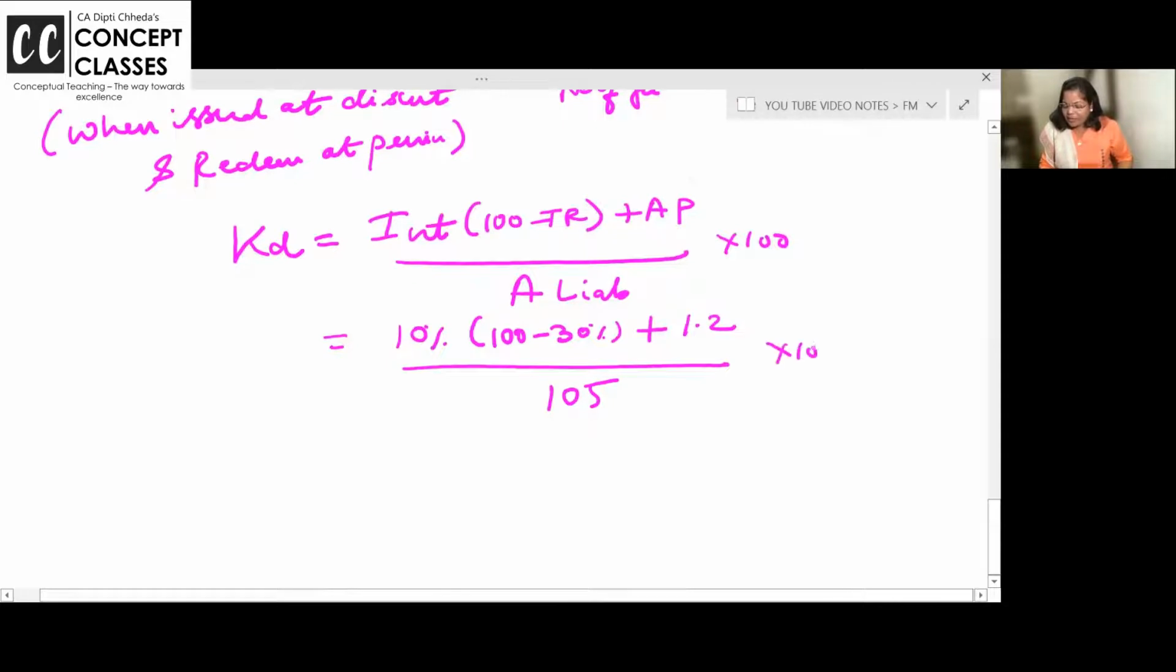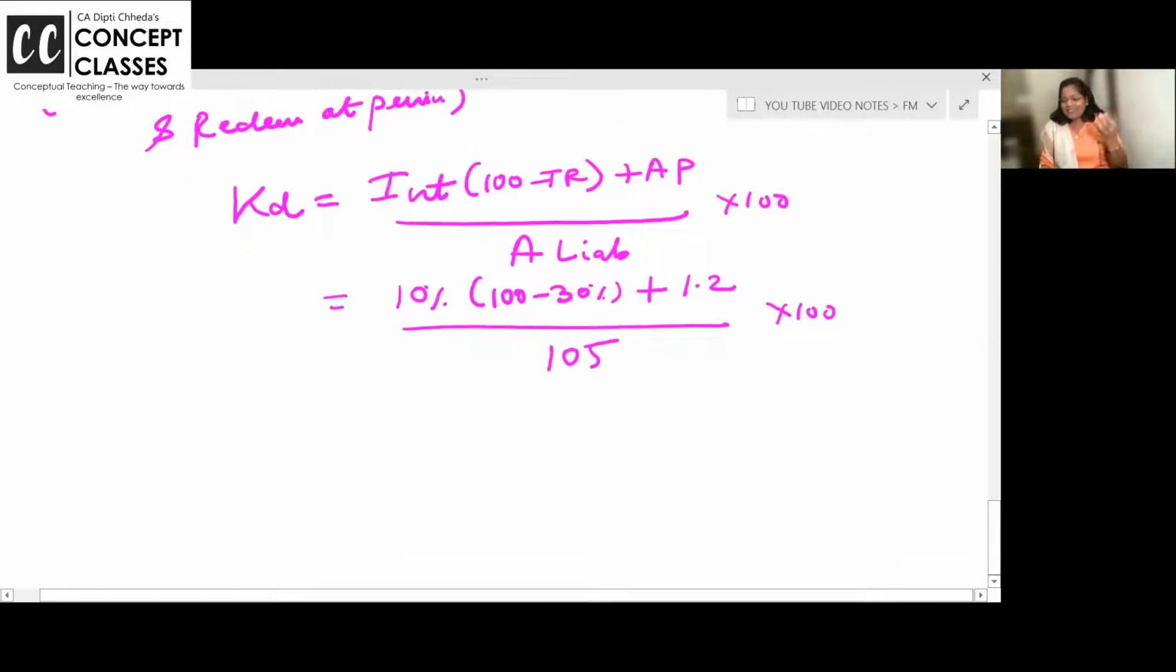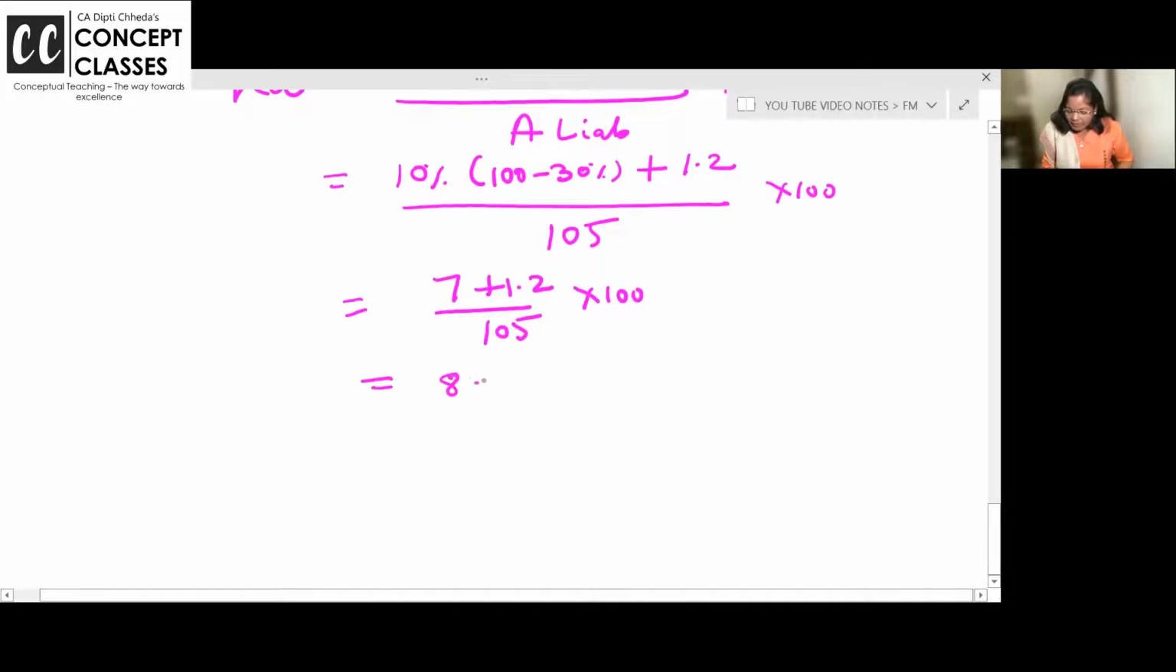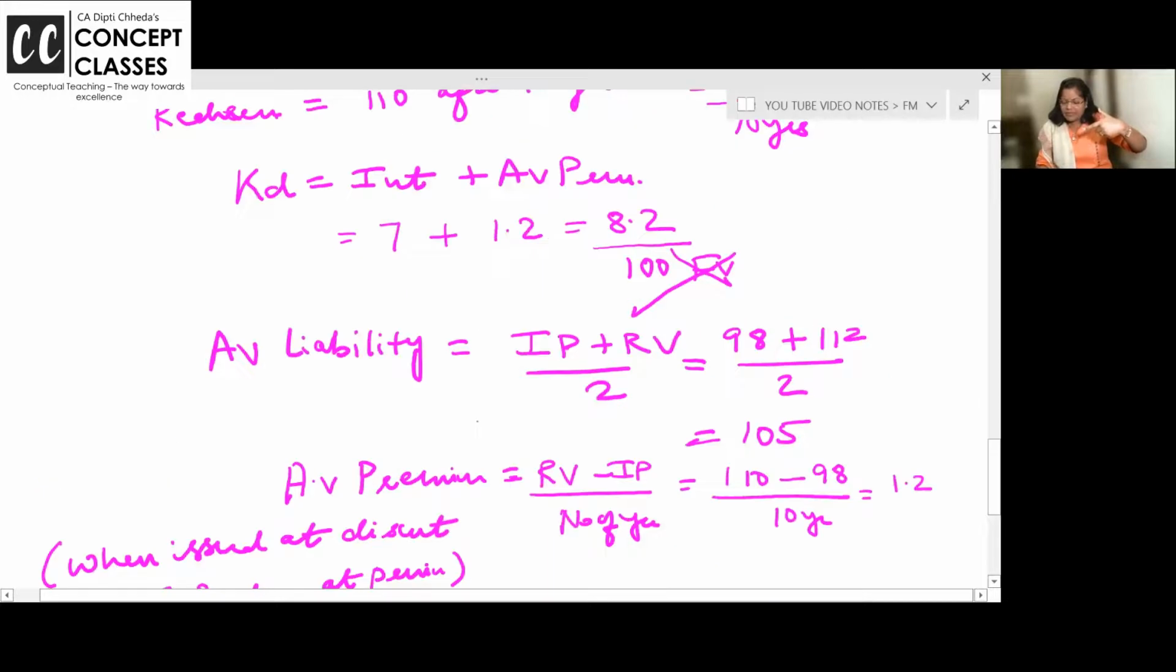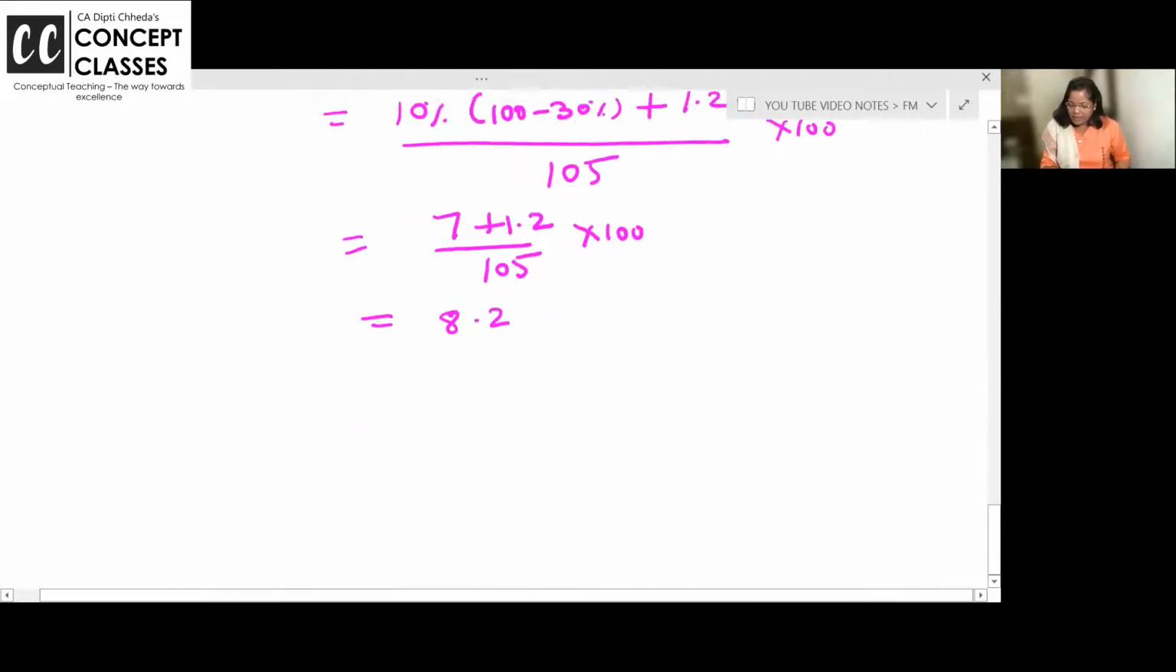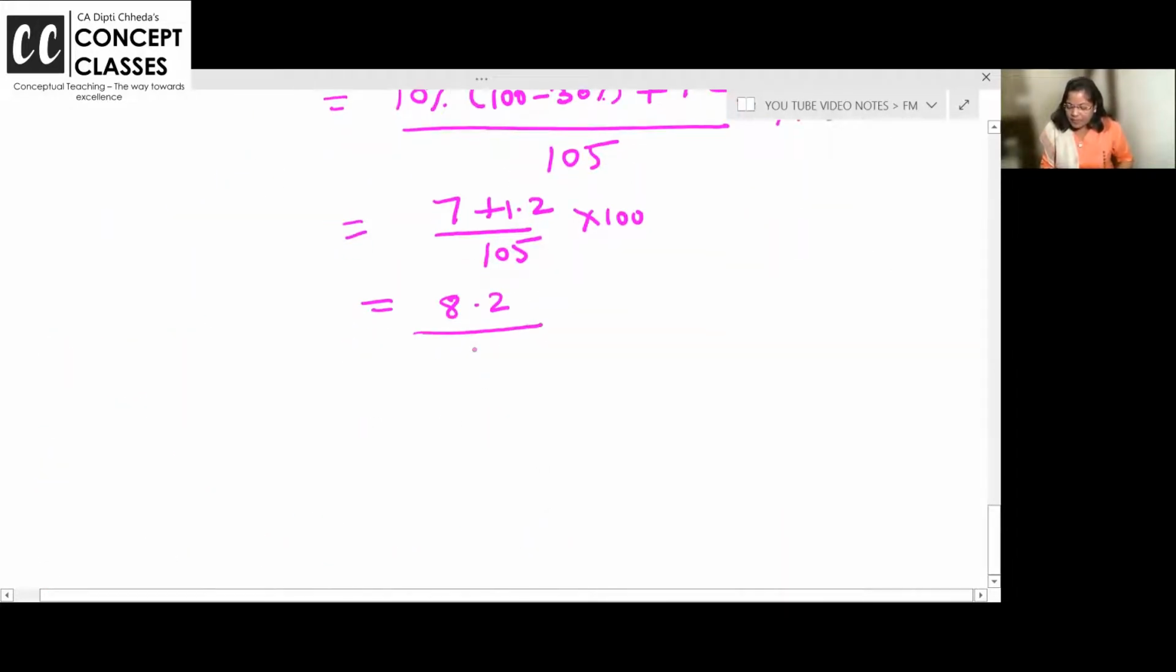And how much money on average are you using? 105. Why am I doing it in 100? To get percentage. If you don't want to do it in percentage per debenture cost, then you will get the answer directly. So this is 7 plus 1.2 divided by 105 into 100. I am paying out of pocket 8.2 rupees. I have done this here also. See, 8.2 rupees divided by 105.